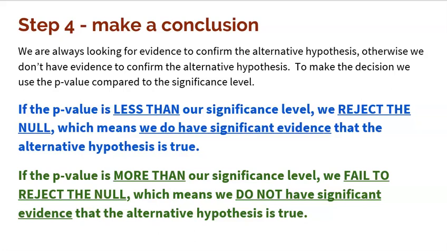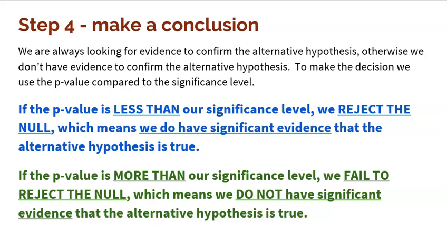All right, if the p-value is high, more than our significance level, so if you have a significance level of 0.05, anything above that is not significant. In this case, we would fail to reject the null, which means we do not have significant evidence that the alternative hypothesis is true. Notice that we don't say, oh, we have evidence that the null is true. No, it's never about the null. It's all about the alternative.